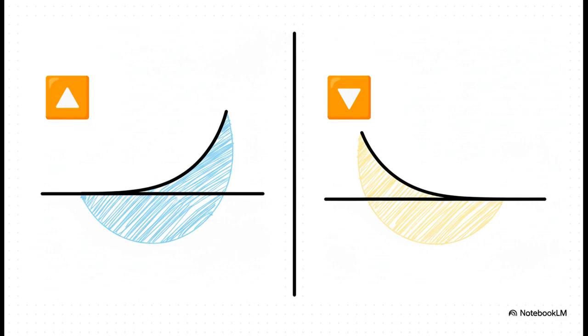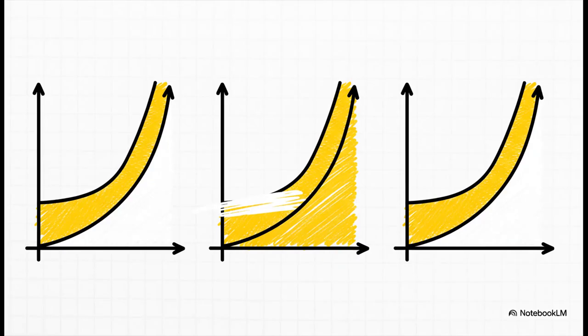So first, we take our integration tool and we find the entire area under that top curve, all the way down to the x-axis. Then we do the exact same thing for the bottom curve. We calculate the total area underneath it. And here's the final brilliant move. To get just that area trapped in between, we just subtract.